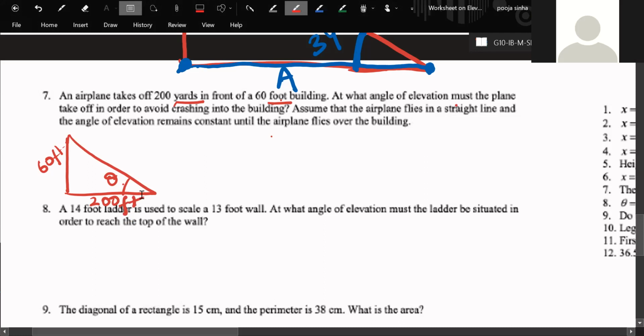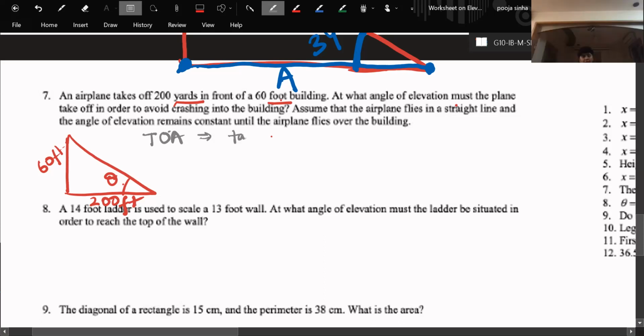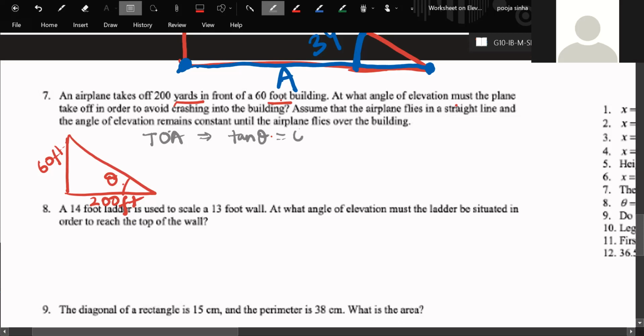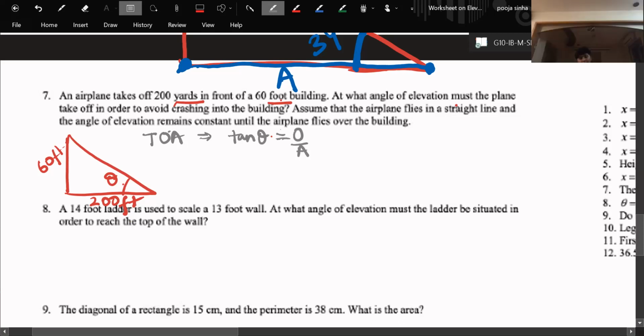All right, so what are we using here? Quickly tell me so that we can move to the next question. What are we going to use? So, SOH CAH TOA, quickly tell me. Tan. TOA. Inverse tan. TOA, okay. Tan theta is equal to opposite upon adjacent. We are still doing the same thing. We will do that part at the end.